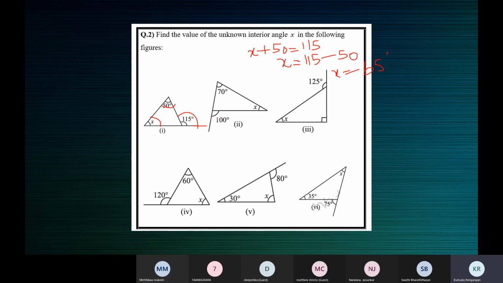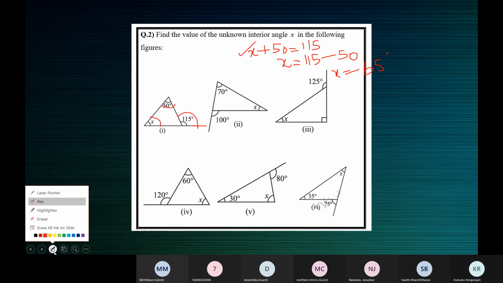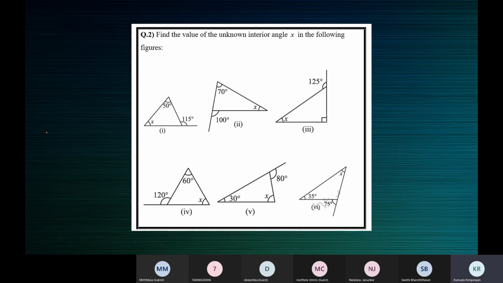Children, like this, I want the equation and the steps for all the sums. I want you to give me the equation, like how we said x plus 50 is equal to 115. Yes, Deepshika, the second one. Tell me the equation for the second one.